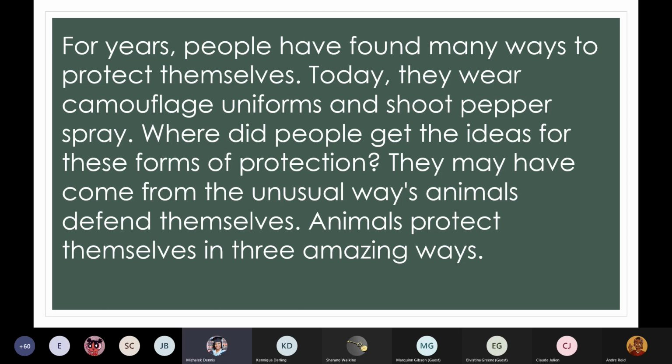Stephanie says animals protect themselves in three amazing ways. All right, anyone else? Is she correct? I'm not sure if it was a girl or boy. That's Stephanie. That's a girl. Is Stephanie correct? All right. Kania says today they wear camouflage uniforms and shoot pepper spray. All right, Debriana says the same thing.